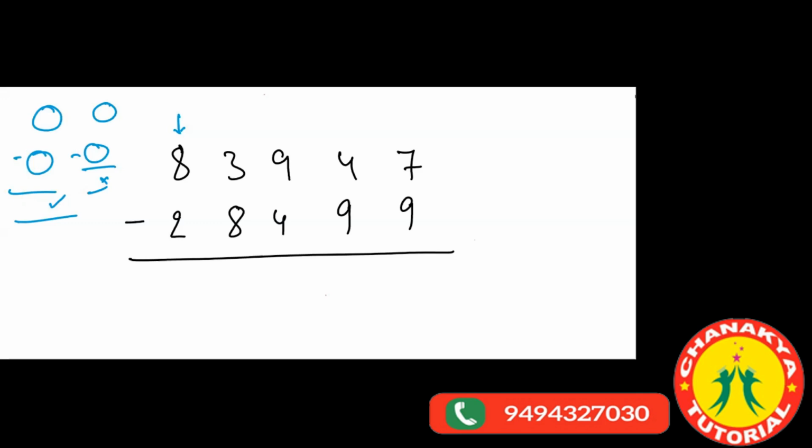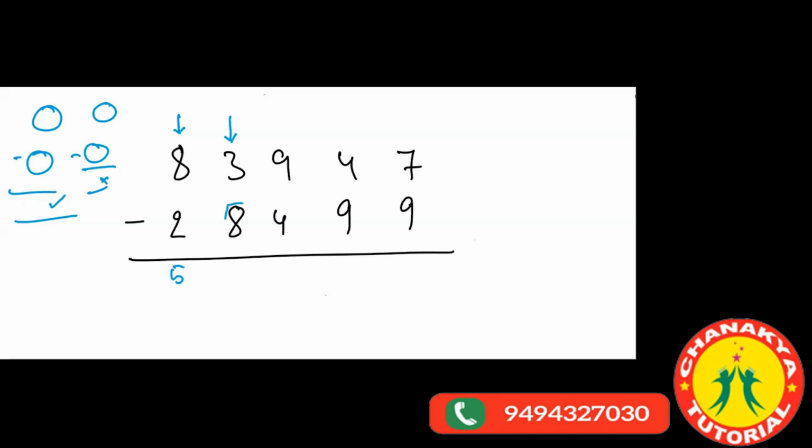6 is the difference. But before writing 6, I told you to check whether the next place is match or mismatch. It is mismatch. If it were a match, write 6 as it is. Because it is a mismatch, I don't write 6, I write 5 by reducing 1. Got it, sir. Okay.